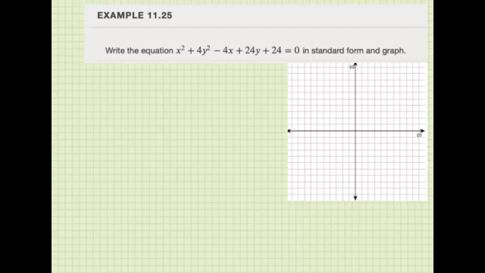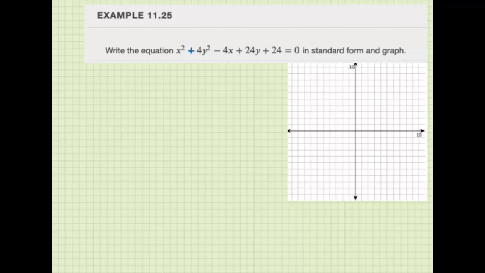We have x squared plus 4y squared minus 4x plus 24y plus 24 equals 0. Okay, so you recognize that it's an ellipse because it has an x squared and a y squared, coefficients are different, and plus in between. So you know that's an ellipse, even if it has other terms. That just means the center is not at the origin, 0, 0.